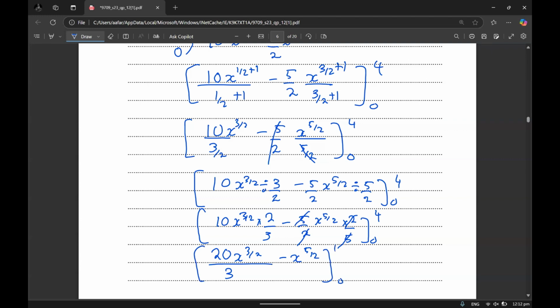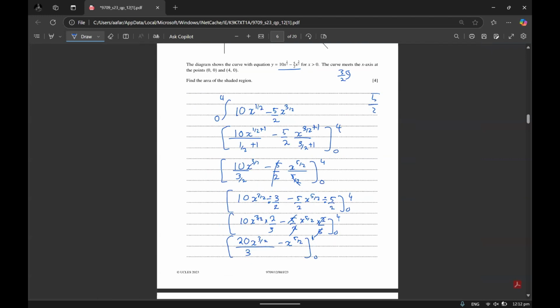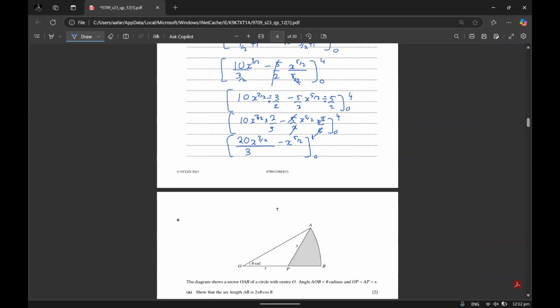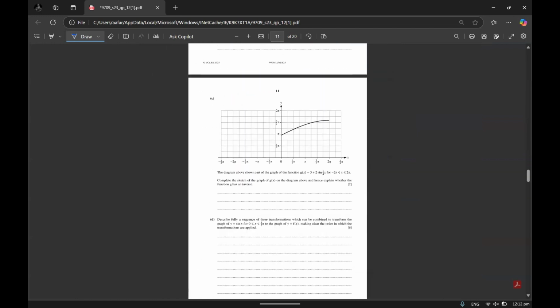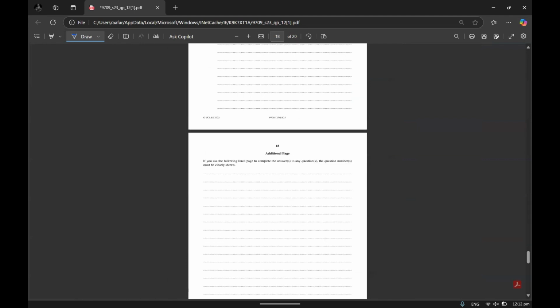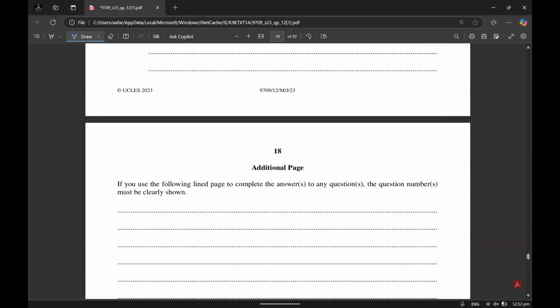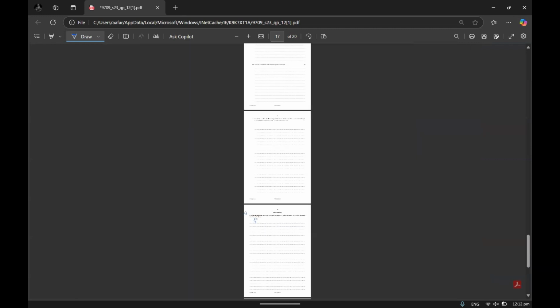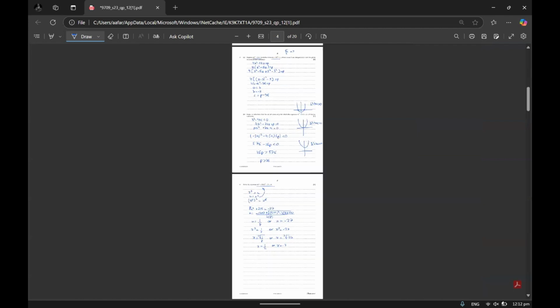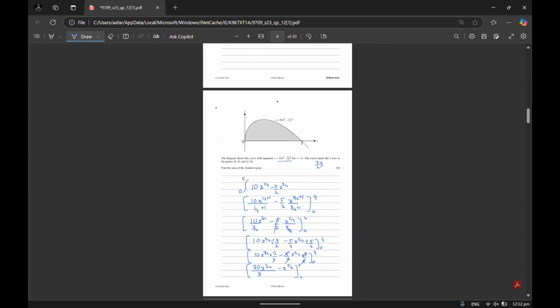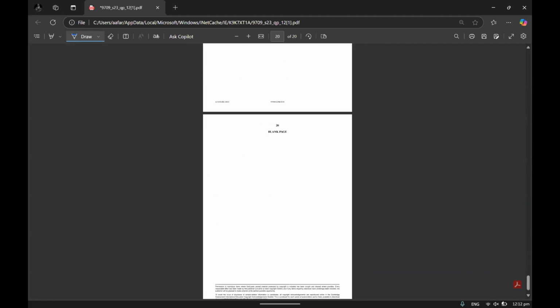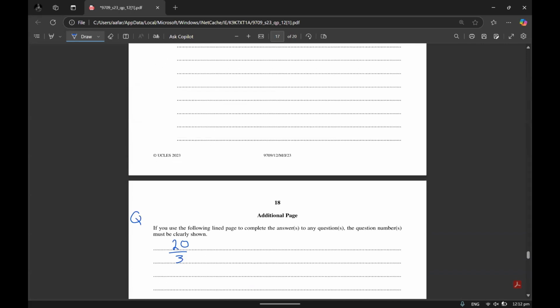Limit 0 to 4. Now we have to open the limit. Let's just do it on the extra page. It's not a problem, you can easily do that in the examination. 20 over 3, let's say that question number, whatever question that was, 5. Like you write over here, question 5 continued, and you also indicate it on that question.